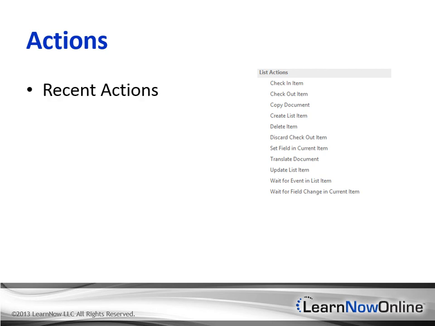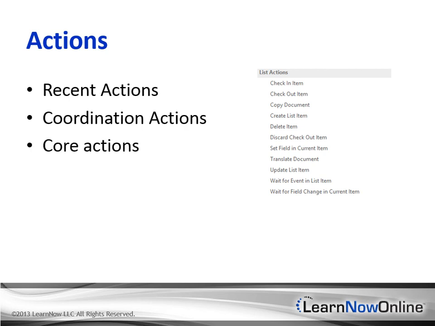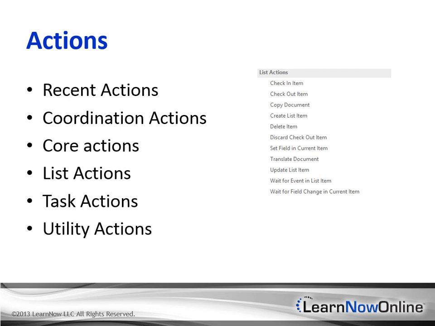There's recent actions, which is nice. So if you're using a certain action all the time, you don't have to go searching for it. It just shows up automatically. And then there's coordination actions, core actions, and list actions is what we see here. Task actions, like assigning a task to somebody, completing a task. And then utility actions. So utility actions might be something like emailing a user or something like that. So what we're going to do now is use SharePoint Designer to create a workflow that has steps and a conditional operation.